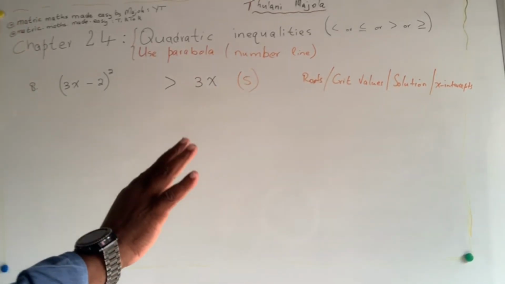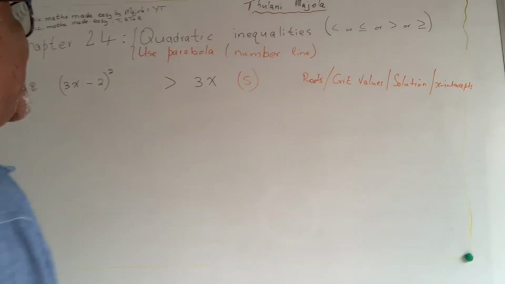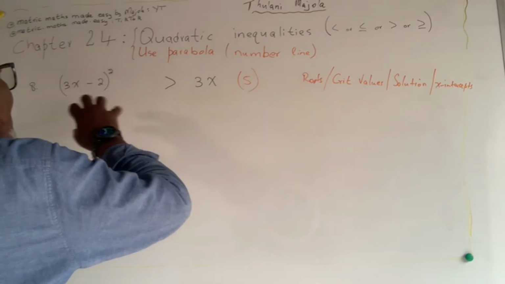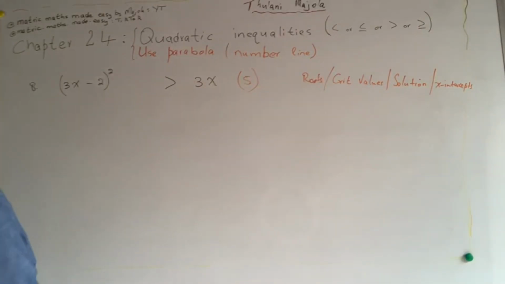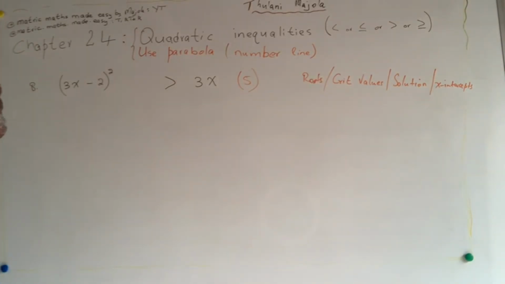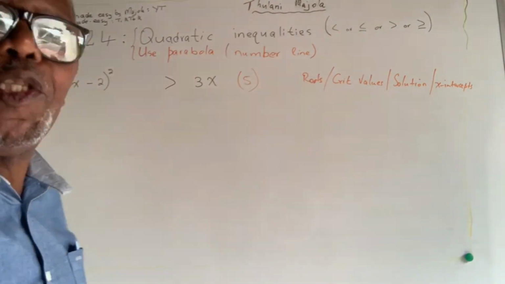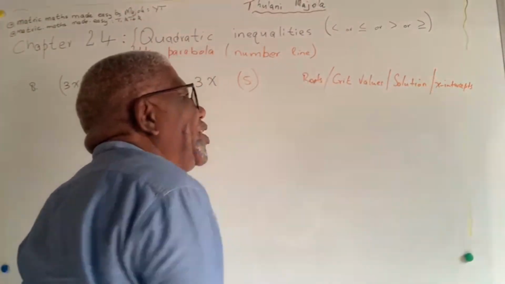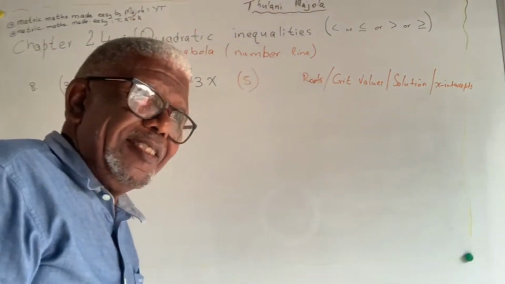The last of the examples on the quadratic inequalities that I'm going to use. Suppose you require to find the values of x for which the left hand side will be greater than the right hand side, where the left hand side is (3x minus 2) all squared, greater than 3x. The marks here is 5 marks because the roots are not obvious. Critical values can't be seen, solution can't be seen. So you first have to work out what your roots are, and it's going to be a little bit challenging.